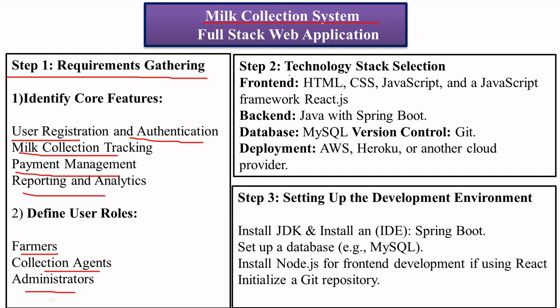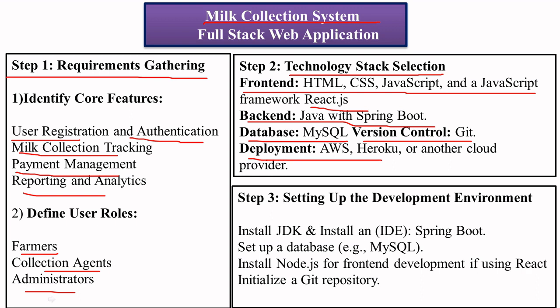The next step is technology stack selection. At the front end, we use HTML, CSS, JavaScript, and a JavaScript framework like React.js. At the back end, we use Spring Boot with Java for creating REST APIs. Next is the MySQL database, version control with GitHub, and for deployment of this web application we use AWS, Heroku, or another cloud provider.